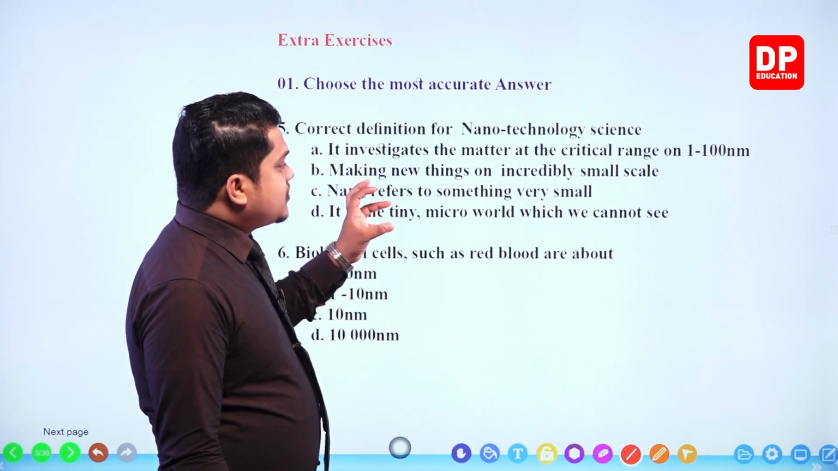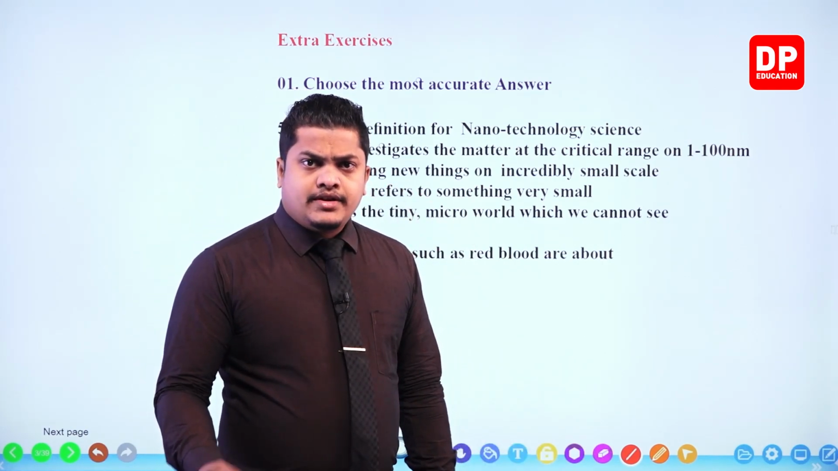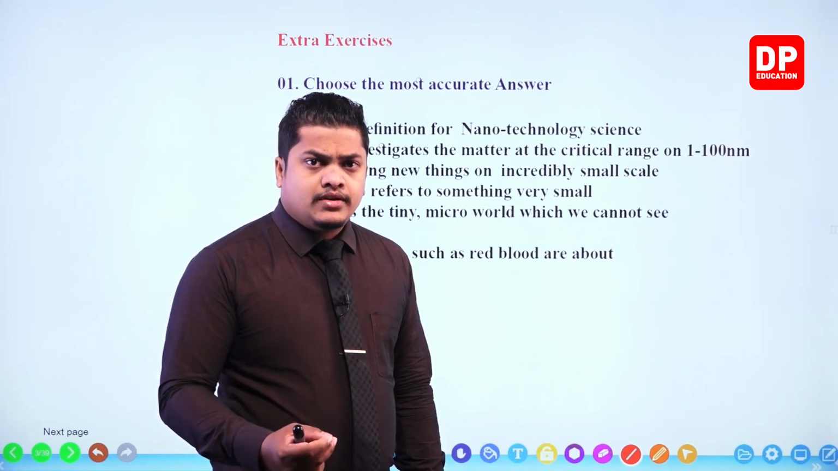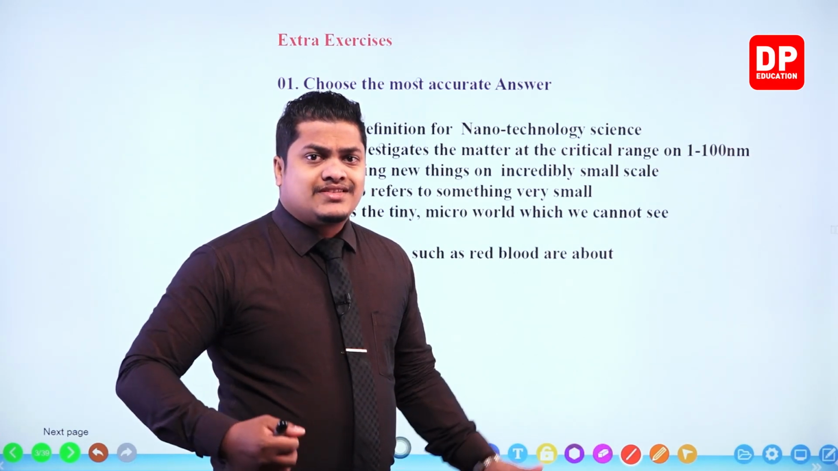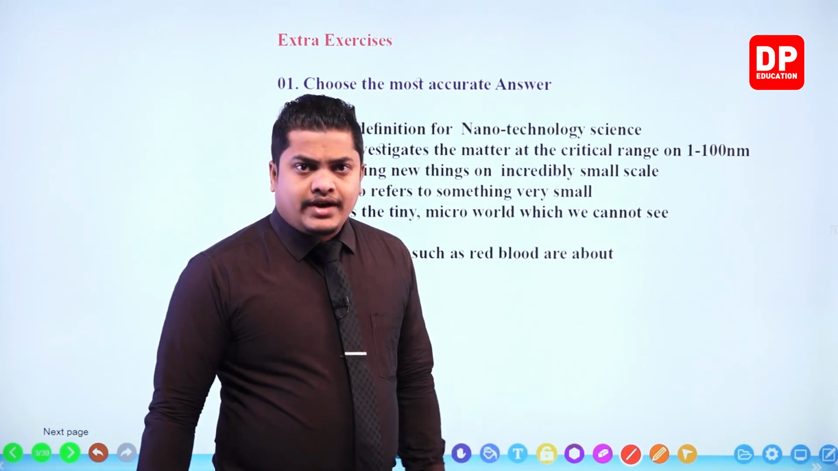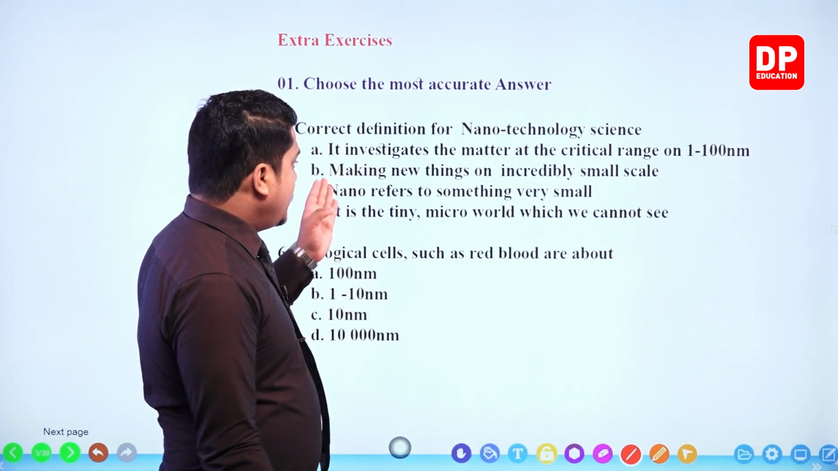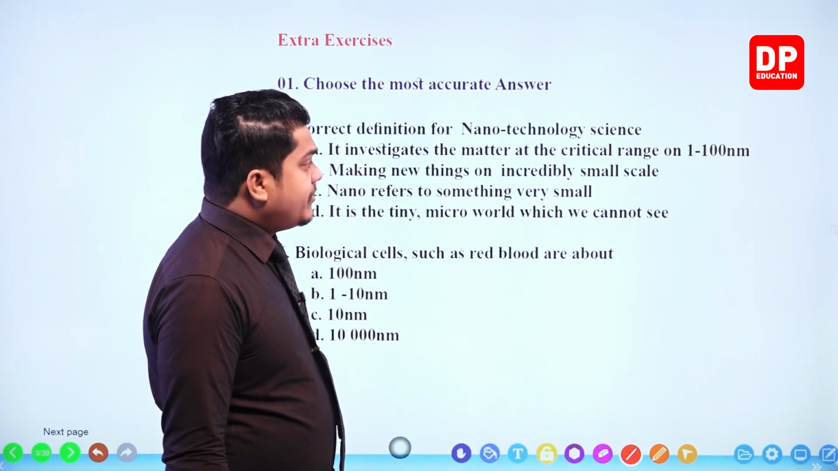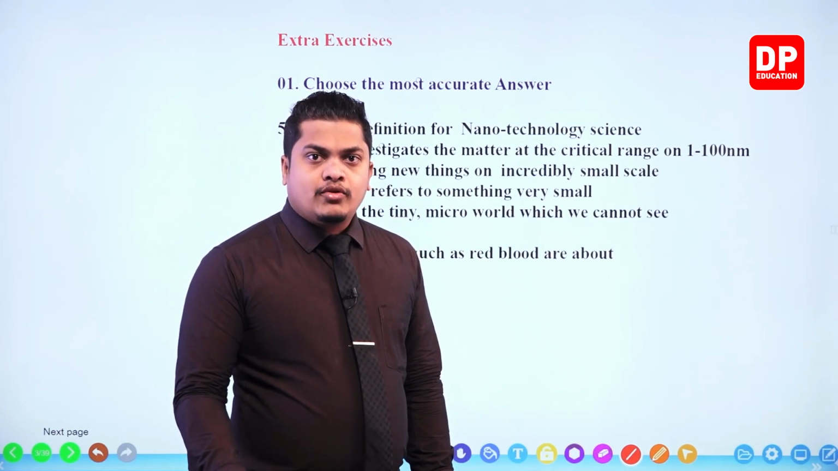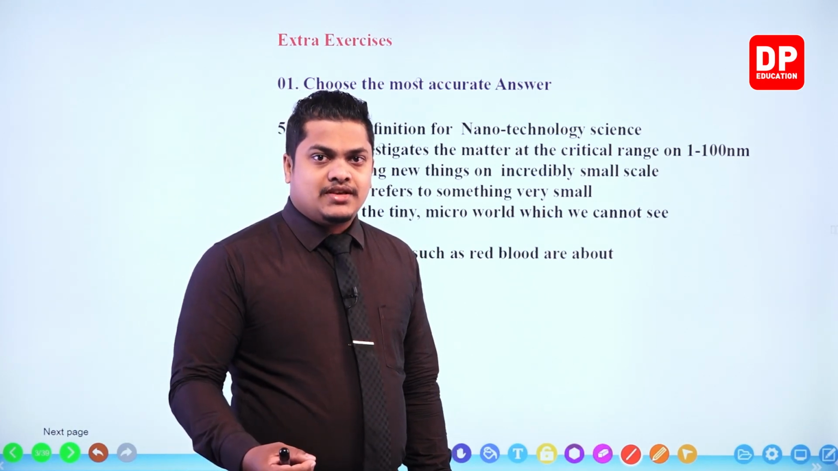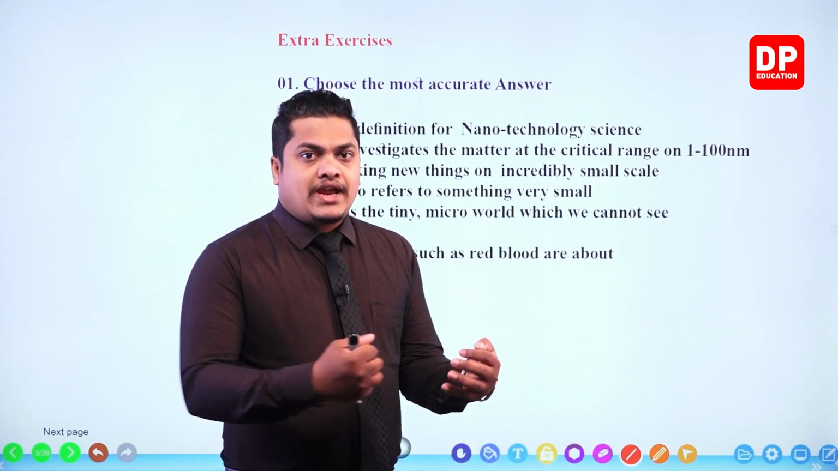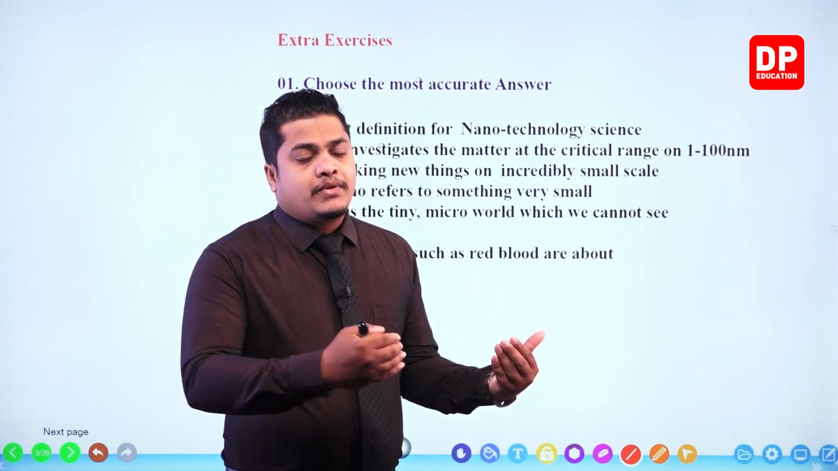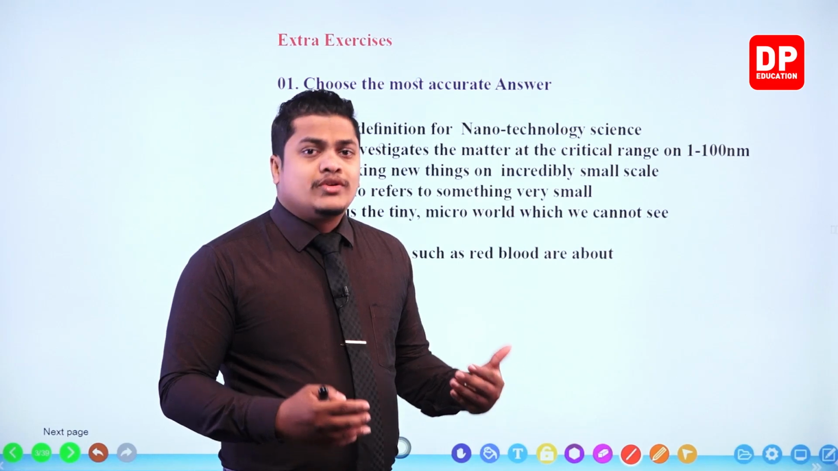Next one, nano refers to something very small. Absolutely correct. Nano actually came from the Greek word, right? So it refers to something small. It is also correct, no problem in it. Number 3, making new things on an incredibly small scale. Once again correct, no? Turning molecules into machines. Molecules means the things which we cannot identify from our naked eye or from an optical microscope. So it is also correct.